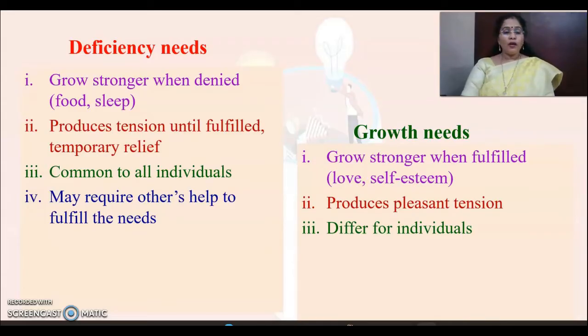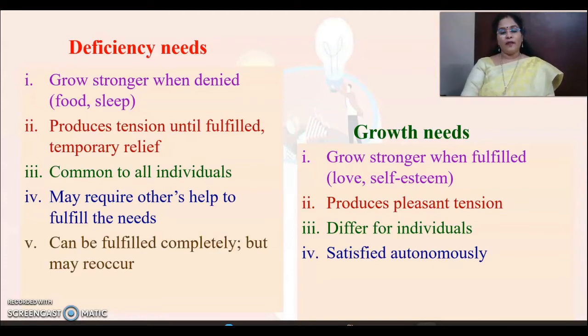And if you are able to cook for yourself, of course, you need the things. And those things are produced by somebody else. And here, with regard to the self-esteem and the self-actualization stage, it is satisfied autonomously. Getting a national award may be a self-actualization for one person, but getting an Oscar award is a self-actualization for another person. It can be fulfilled completely, but again it will reoccur.